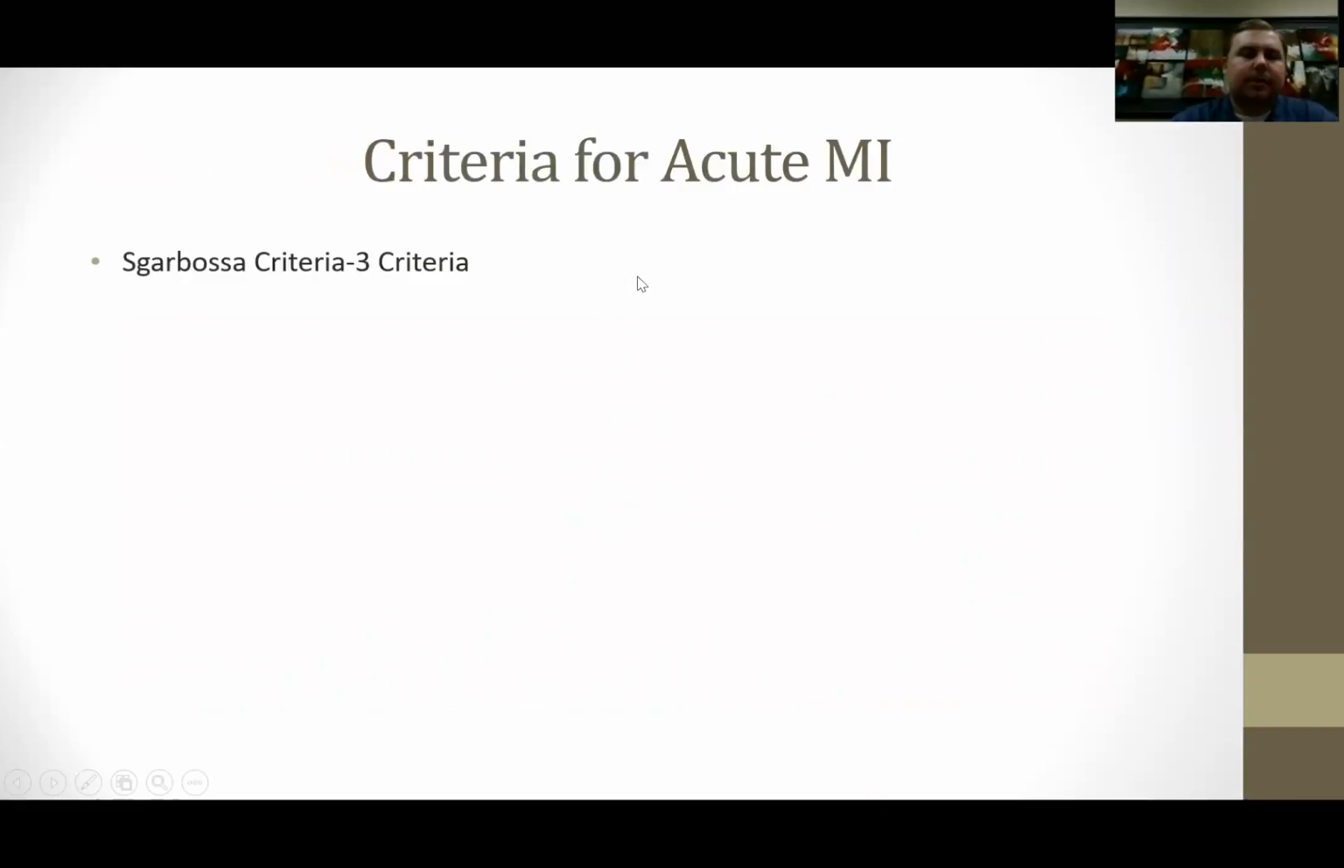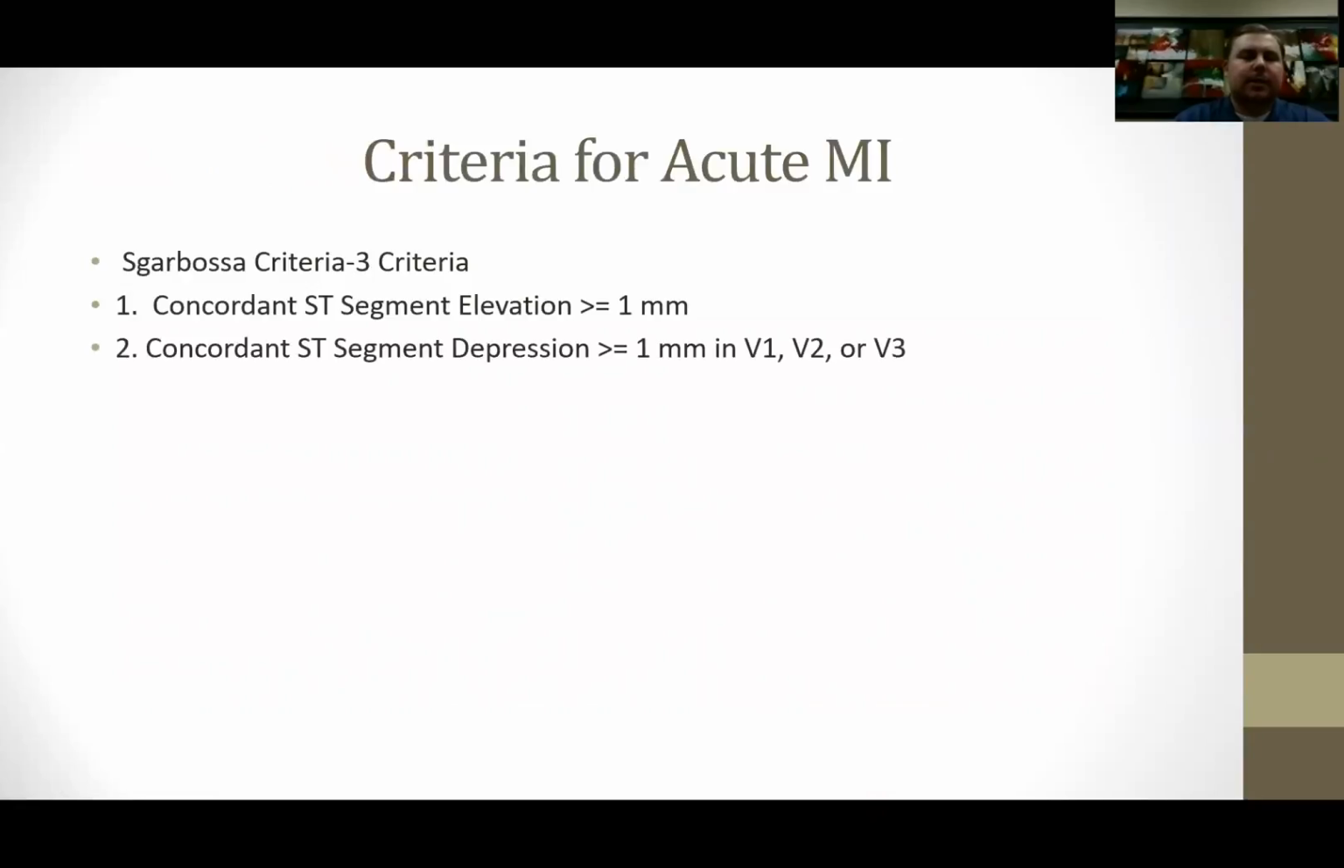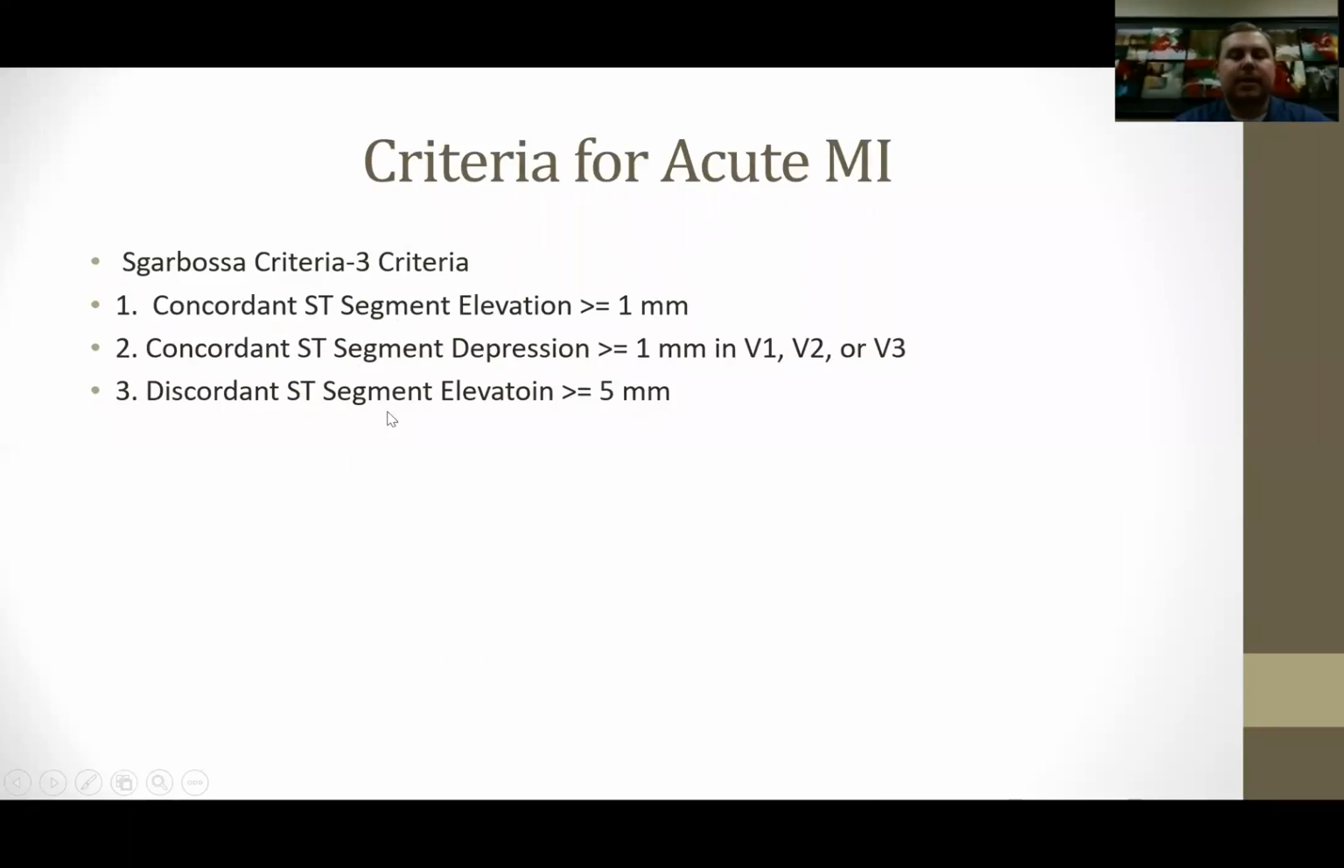So Sgarbossa, a cardiologist, came up with 3 criteria in the early 90s, I believe, which ended up being pretty decent. So concordant ST elevation, so concordant meaning on the same side as the QRS. So we were talking about normal discordant changes being opposite. Well, this is whenever the QRS is positive and you have ST elevation. So if you have that, that's concordant ST elevation. If you have it greater than 1 millimeter, that's criteria 1 for Sgarbossa.